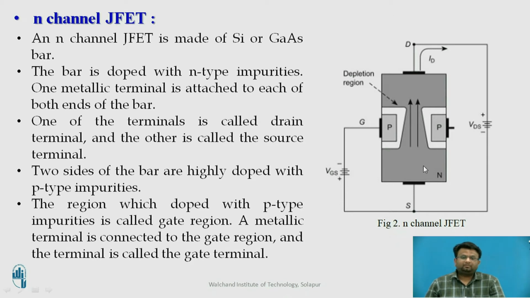The two sides of the bar are heavily doped with p type impurities, and the region which is doped with p type impurities is called the gate region. A metallic terminal is connected to the gate region and this terminal is called the gate terminal. So this is the drain terminal, this is the source terminal, and this is the gate terminal.